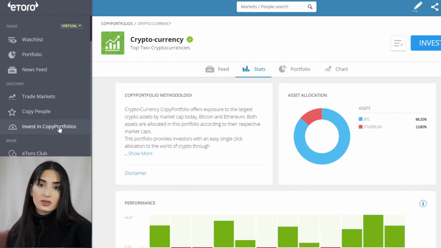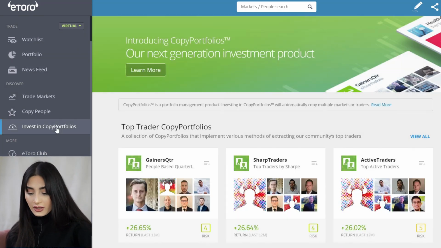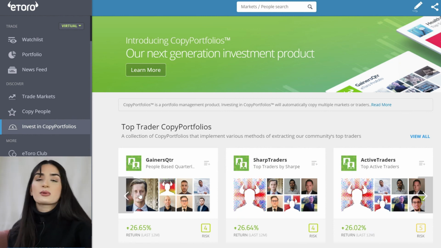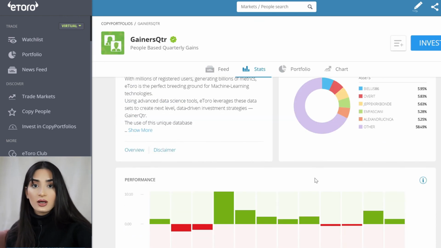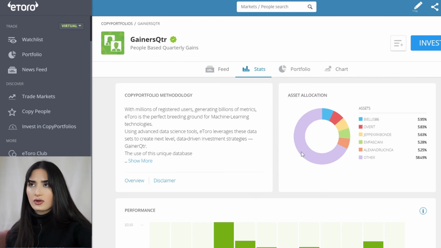I haven't used that as much as I've used the copy people, and so what I really recommend, I have reached the maximum number of copies possible, but it's Jeppe Kirk Bonde. I actually invested in him a few months ago and I saw some really good returns with him, and he actually does quarterly earnings updates. I think it's either on eToro or on YouTube, so you can watch them as well. Make sure you really research the trader you decide to invest in before you go ahead and start using this.